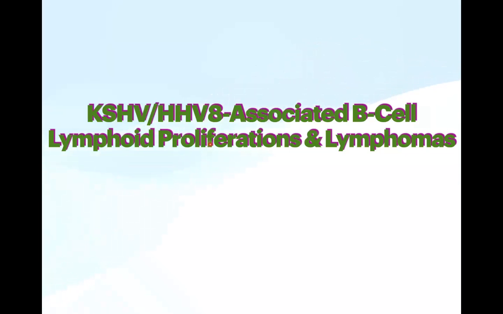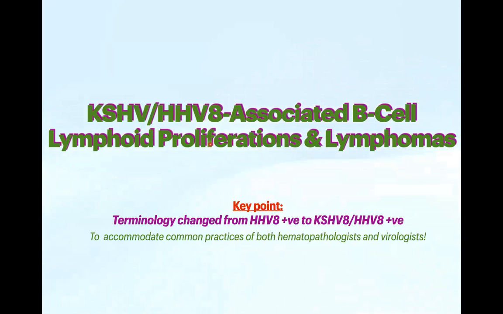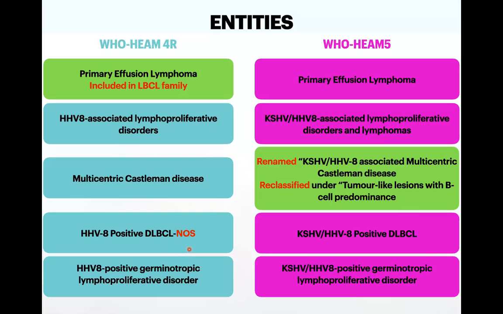The next entity that we will discuss today is KSHV/HHV8 associated B cell lymphoid proliferations and lymphomas. The main change is in the terminology. Previously it was described only as HHV8 associated, while now they are using the term KSHV/HHV8, where KS stands for Kaposi sarcoma. Why have they done this? It is done to accommodate the common practices of both hematopathologists and virologists.